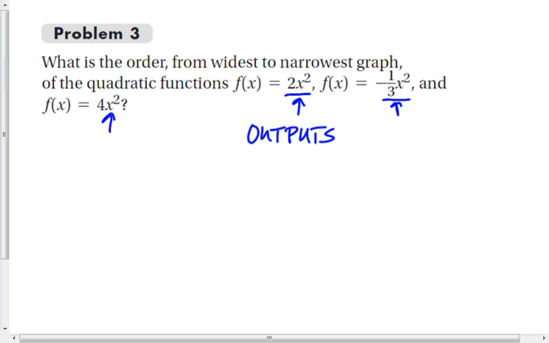So the widest graph, just thinking here, is going to be the one that is dividing the outputs by 3, and that's this one. So this will be the widest. And then this one, and then this one will be the narrowest.